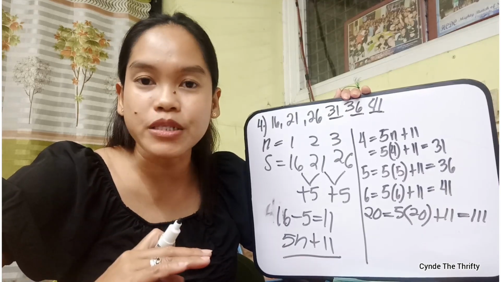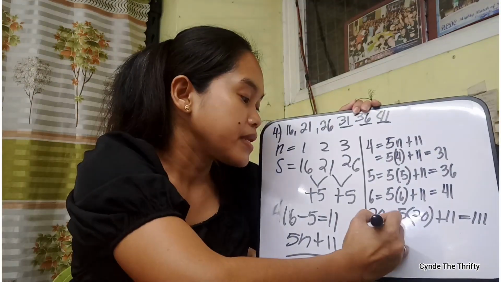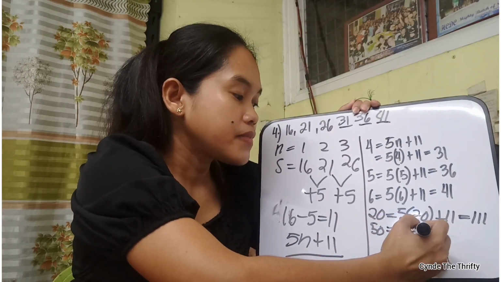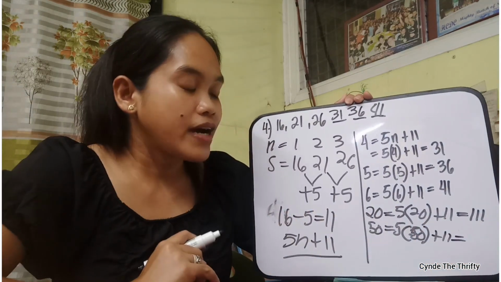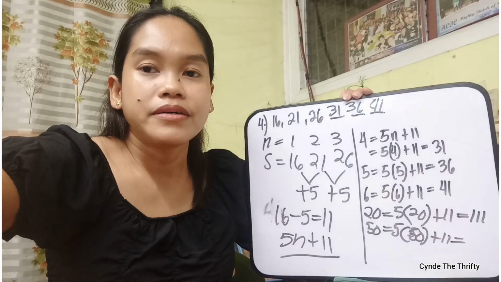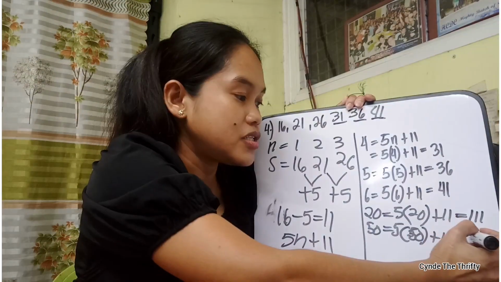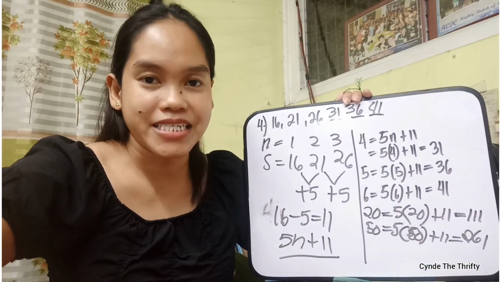So, how about 50th term? Ano naman yung 50th term? So, hahanapin natin ang 50th term. So, 5 times, pang ilang term? 50. Plus 11 equals, so 5 times 50 is equal to 250 plus 11 is equal to 261. So, ang ating 50th term is 261.